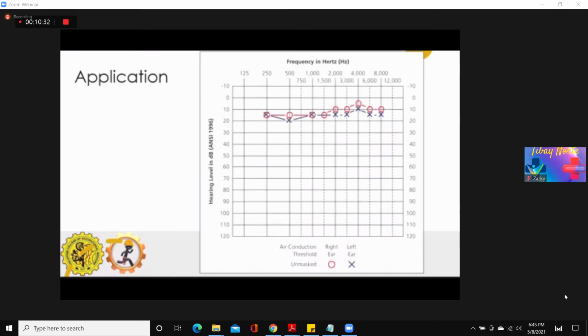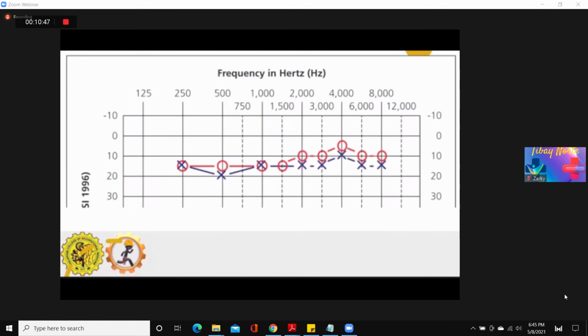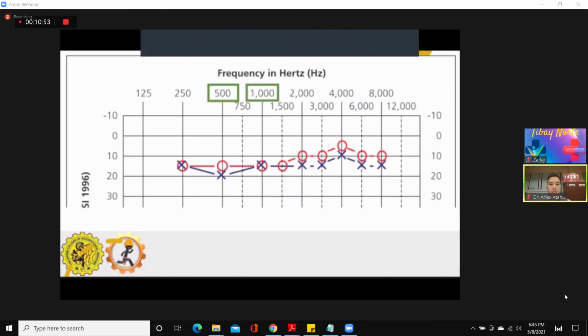Let's have an example for application now that you know the symbols. Let's start with the right ear. You now know that these symbols represent air conduction testing. So calculators ready. You now get the sum of the values for 500, 1000, and 2000 Hz, and divided by 3.